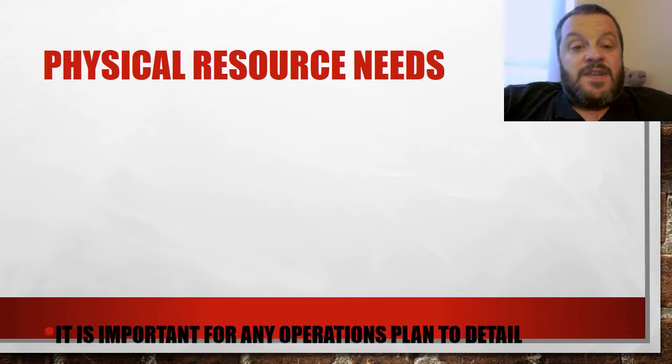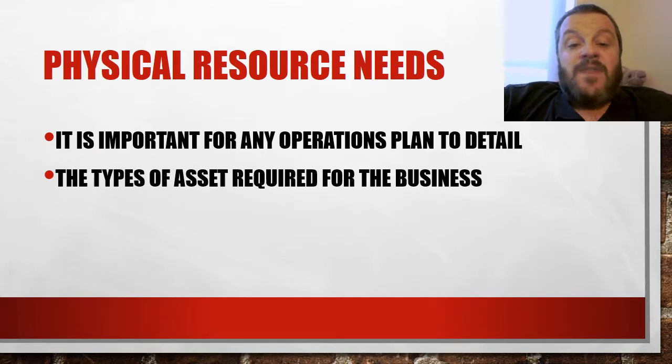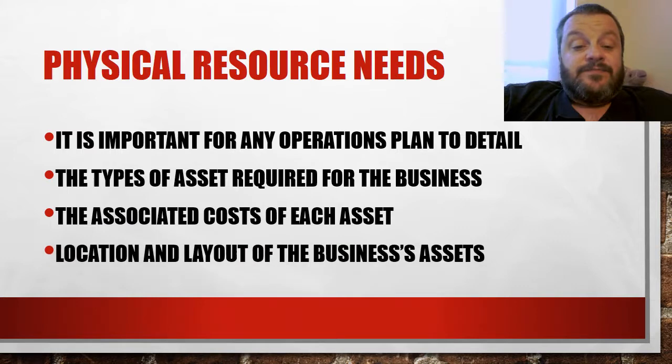So, physical resource needs. It's important for any operation plans to detail the types of asset required for the business, the associated cost of each asset, and the location and layout of the business asset. So, for example, in that IKEA layout, what IKEA do very well is actually know what the location layout of their business is going to look like. So they know exactly what they need to be able to get that layout into reality and what sorts of fittings and stock etc. they need to actually fill out that layout plan.